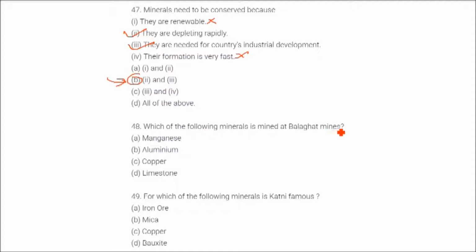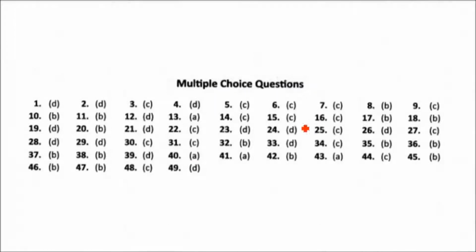Which of the following minerals is mined at Balaghat mines? 52% of the total extraction is done here. So the answer is copper, Balaghat mines. For which of the following minerals is Katni famous? Katni is famous for bauxite. So this is the key to the answers which we just took.